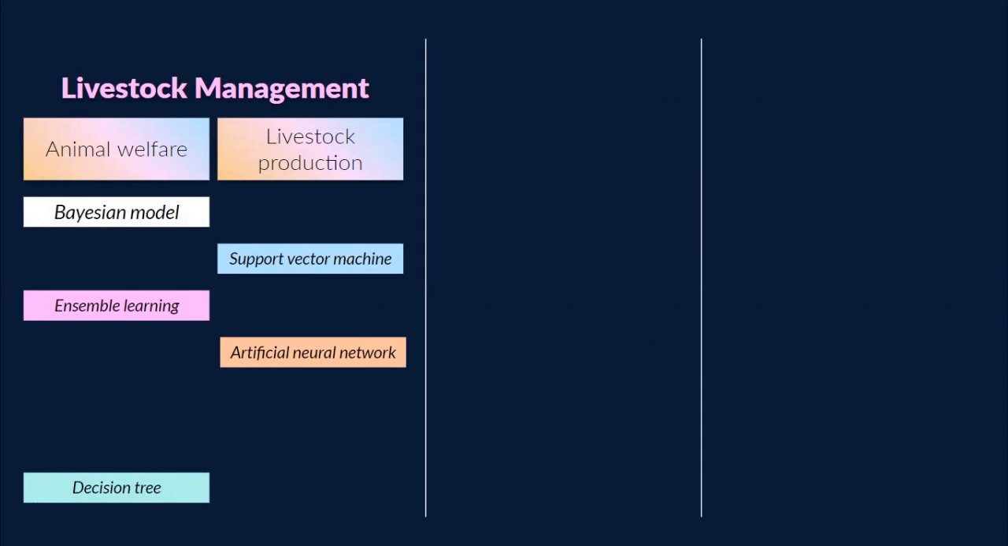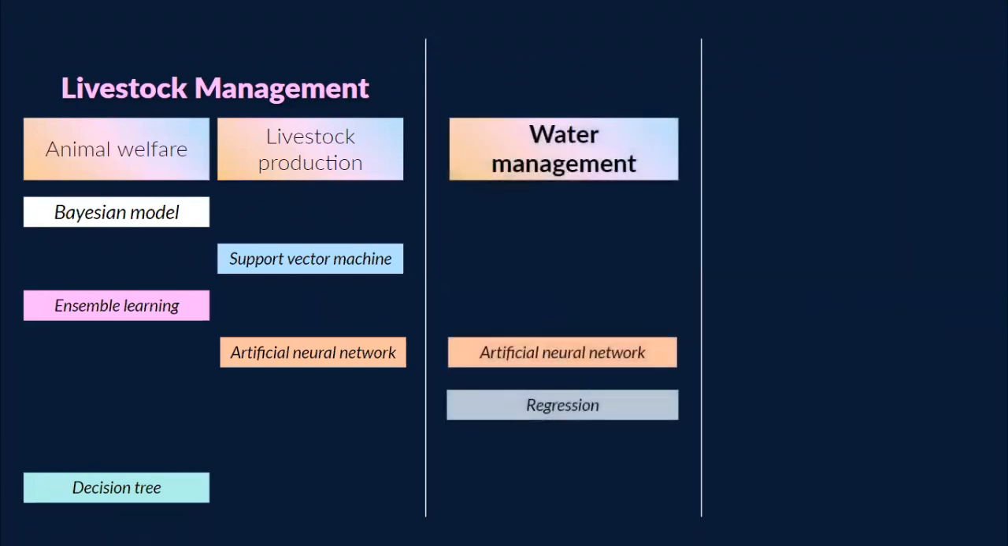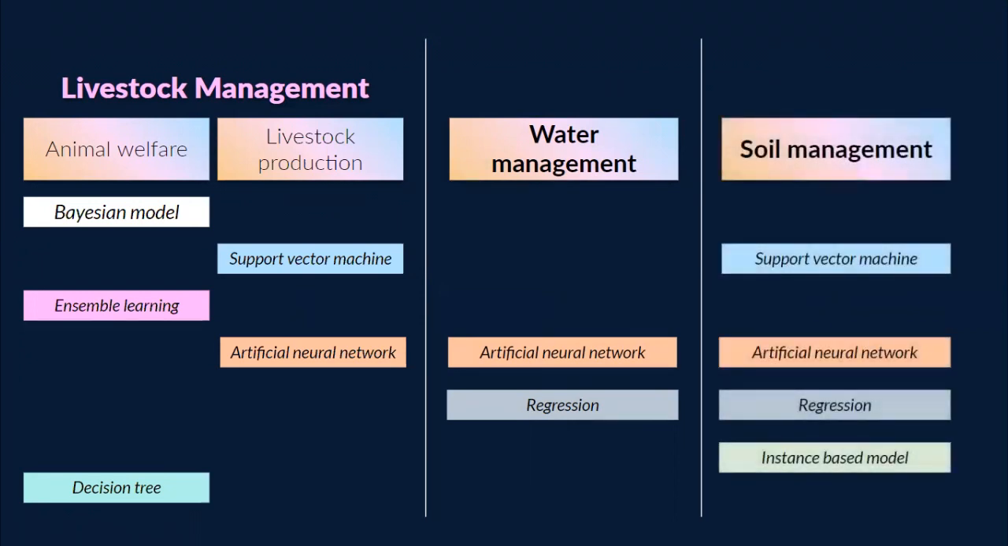So in livestock management, the main and most implemented learning model is support vector machine compared to the others. And for water management, there are artificial neural network and regression, where artificial neural network is the main learning model applied in water management. And last but not least, soil management applies support vector machine, artificial neural network, regression, and instance-based model. So across agriculture as a whole, the main applied machine learning model is artificial neural network.